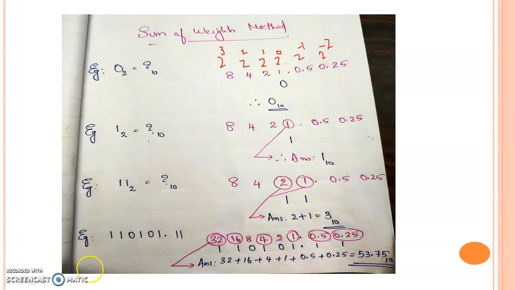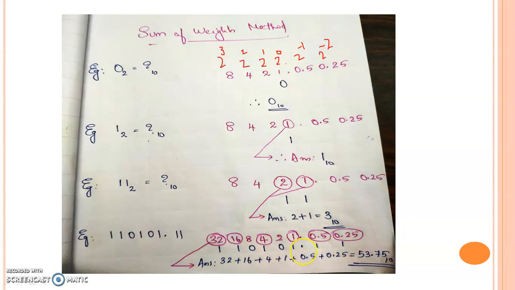Similarly, how will you find out the corresponding decimal equivalent of 110101.11? Represent the numbers. Here you require how many digits towards the left? 6 digits. So 2 raised to 0 is 1, 2 raised to 1 is 2, 2 raised to 2 is 4, 2 raised to 3 is 8, 2 raised to 4 is 16, 2 raised to 5 is 32. Towards the right, 2 raised to minus 1 is 0.5, 2 raised to minus 2 is 0.25.